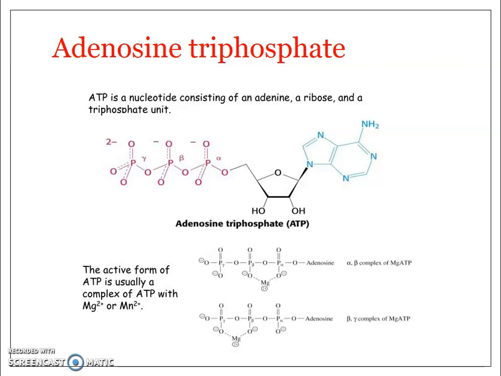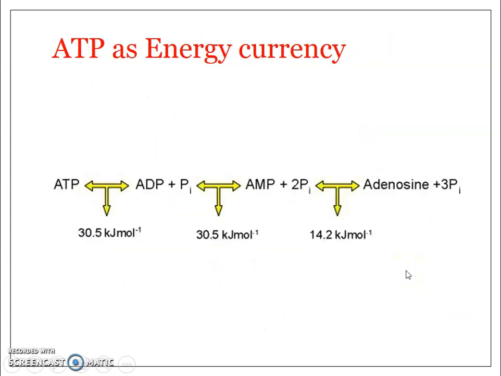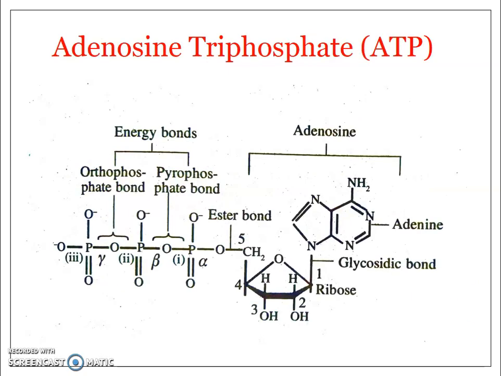Okay, so Mg2+ ions bind with ATP nearly 10 times stronger than with ADP. So usually the ATP is found in this form. Okay, now coming to the bonds, right? The orthophosphate bond and the pyrophosphate bond are both anhydride bonds, and these anhydride bonds are high energy bonds. Why are they known as high energy bonds? Because when these are broken to release the phosphate molecule, a huge amount of energy is produced.